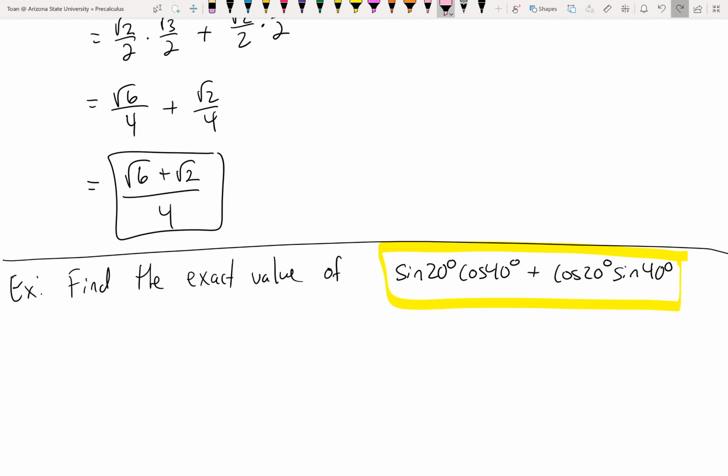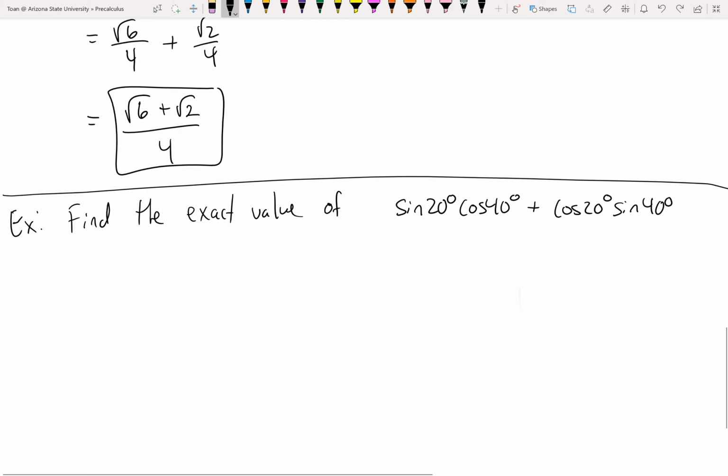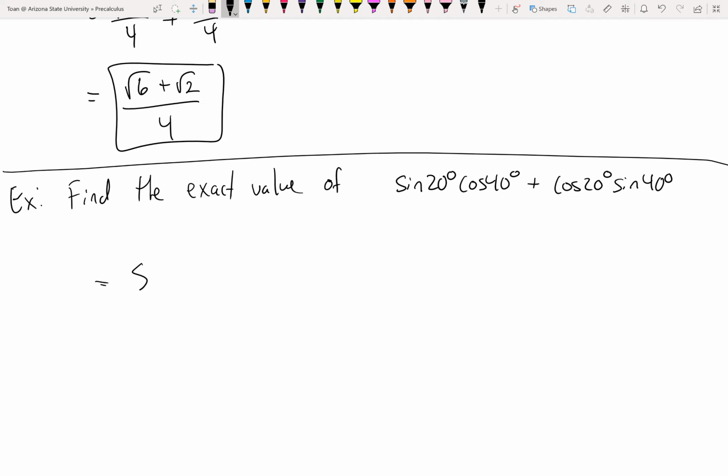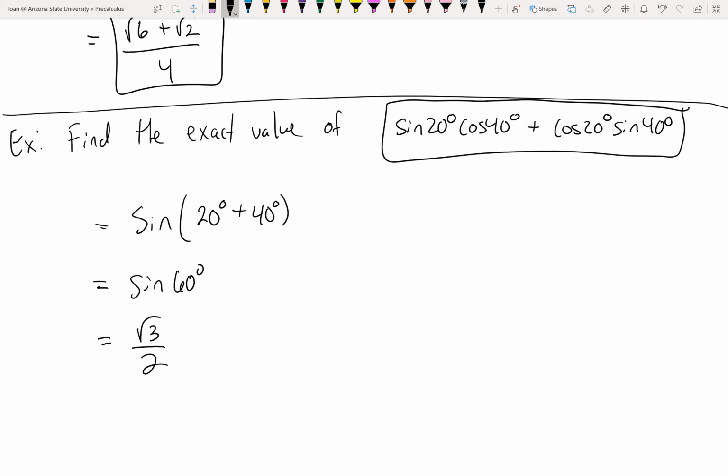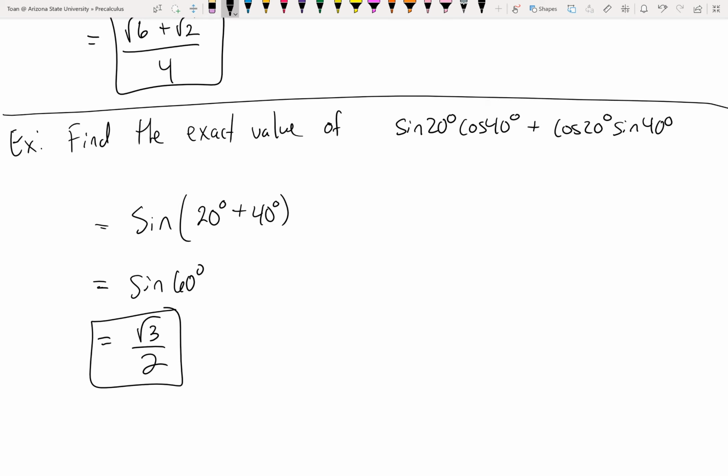So I know that this example is going to equal sine of the first angle plus the second angle, which is sine of 60 degrees, a special unit circle angle, and I hope we all know that sine of 60 degrees is radical 3 over 2. So that's pretty neat, right? This giant ugly mess, we were able to compute without a calculator: that whole thing equals radical 3 over 2.